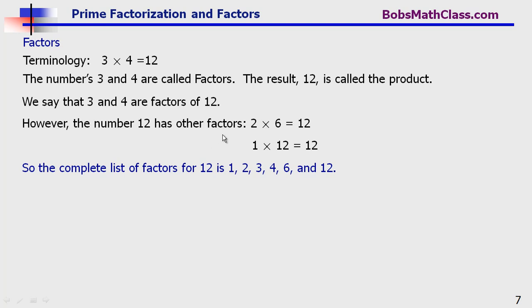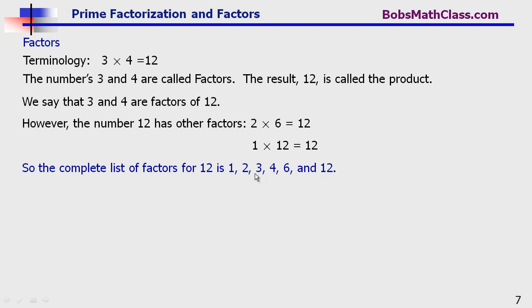Now, there's other factors of 12. There's 2 times 6, and 1 and 12 are also factors. So this is a complete list of factors for 12: 1, 2, 3, 4, 6, and 12. These are all the factors.